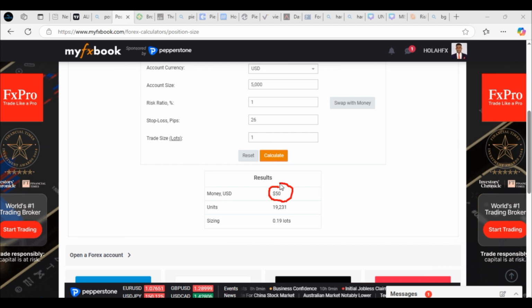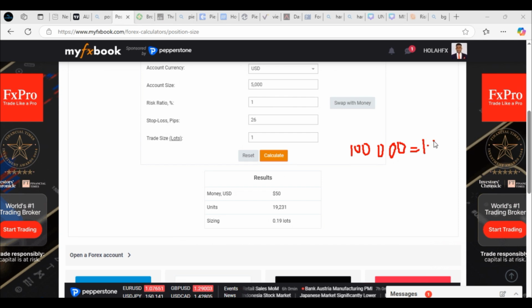Now it's telling me that the unit I'm buying or selling is 19,231. You know what this unit is talking about? That is the volume. For those of us that understand lot size and position sizing in trading, you will understand that standard lot, mini lot and the rest. So 0.19 is what you're supposed to use. Now we know that 100,000 units is a standard lot, which is 1.0 lot size.